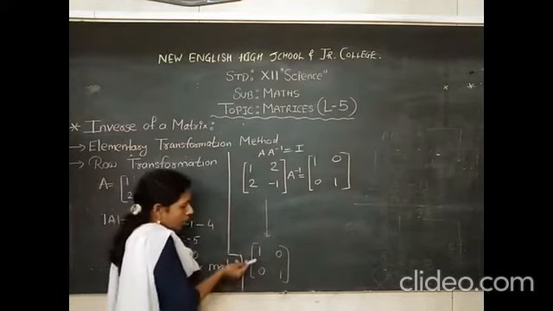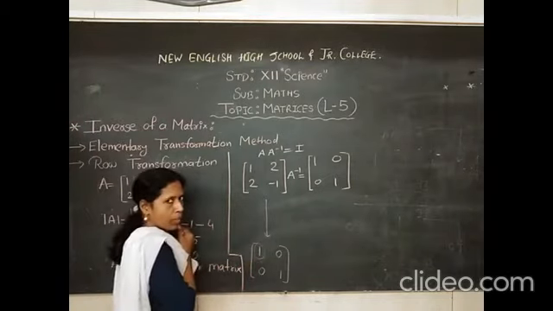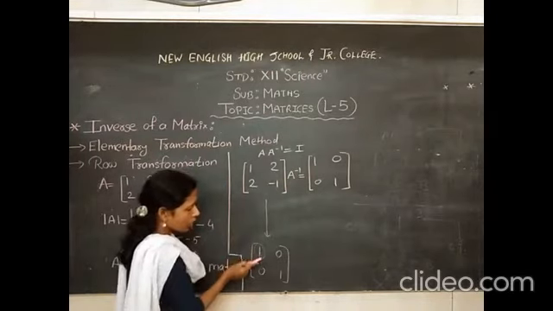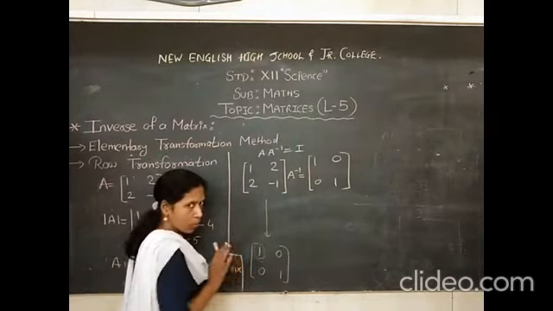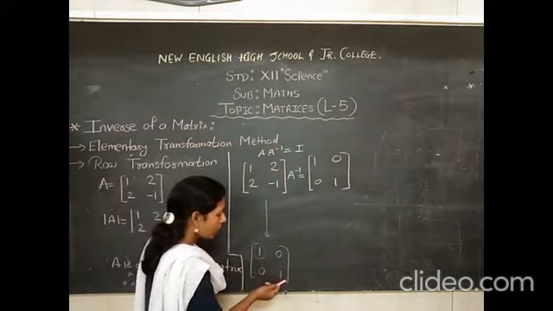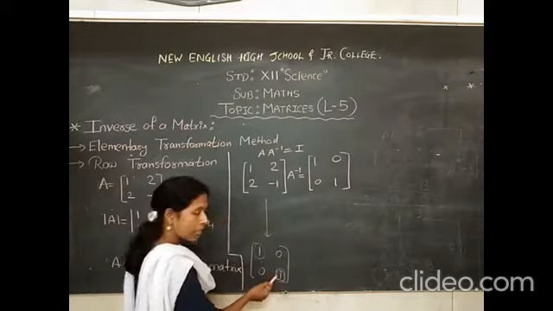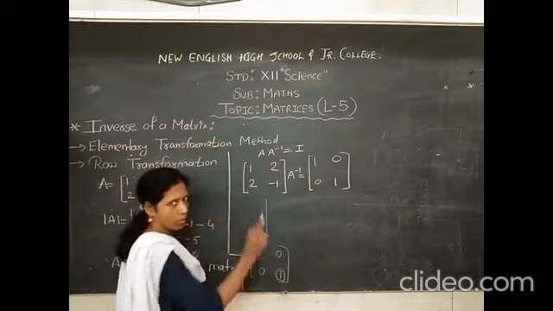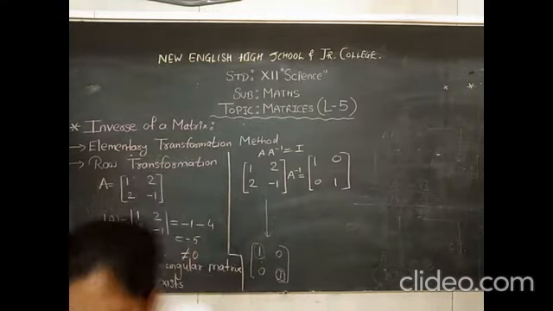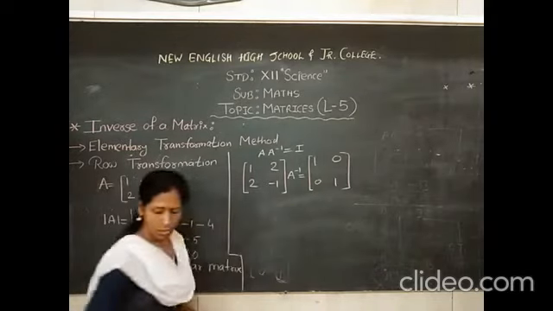Here, focus. In the first column, try to make it 1 first. Then make this element 0 with the help of this one. This is better. Okay? Then come to the second column. Try to convert 1 first. Then you make it 0 with the help of this one. Okay? Let me do it.